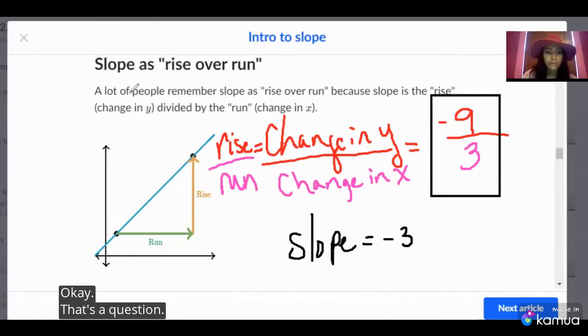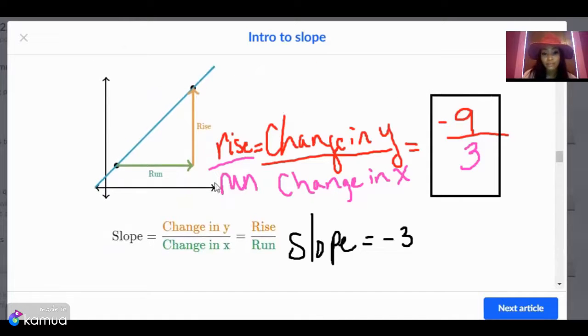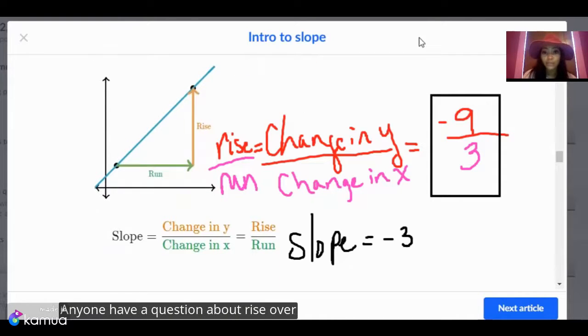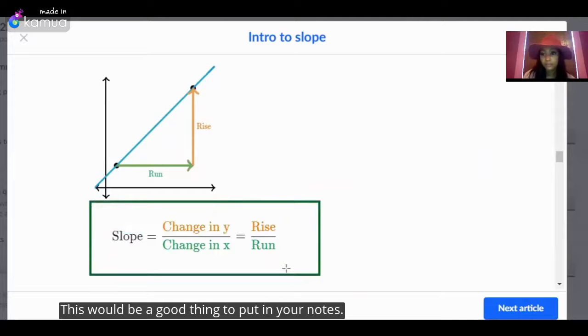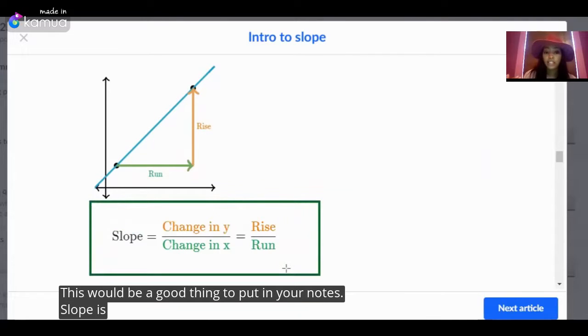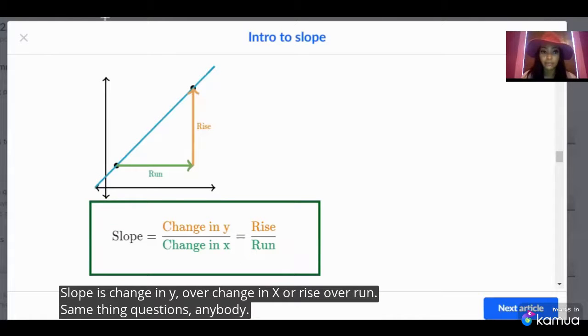Who has a question? Anyone have a question about rise over run? Here it is again right here. This will be a good thing to put in your notes. Slope is change in y over change in x, or rise over run, same thing. Questions, anybody?